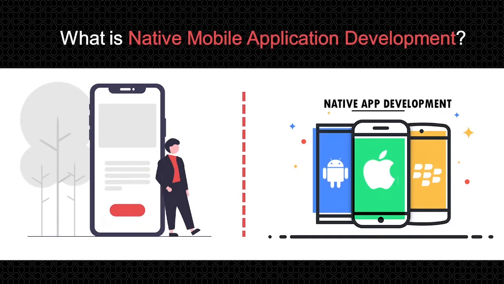Let's talk about what is native mobile application development. Native app development is the creation of software programs that run on specific devices and platforms. For example, you can create applications to run on devices such as mobile phones, tablets, and smart gadgets. Also, applications can be developed for specific platforms such as iOS or Android.